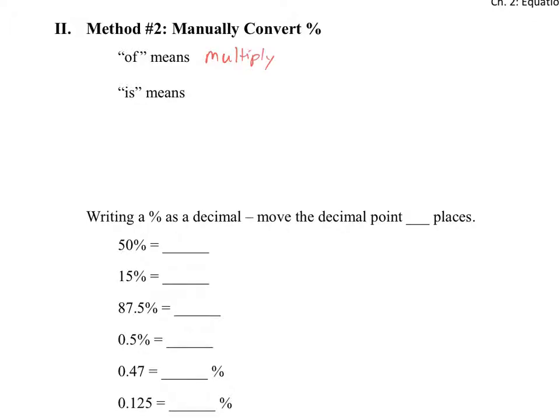So when you see the word "of" in a story problem, it's going to be what is this percent of something, or 5 of 20. And you're going to have to do the multiplication. So "is" means equals. So we have those. So the percent, I'll come back to that.